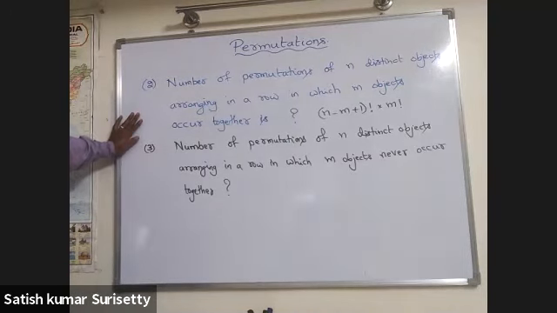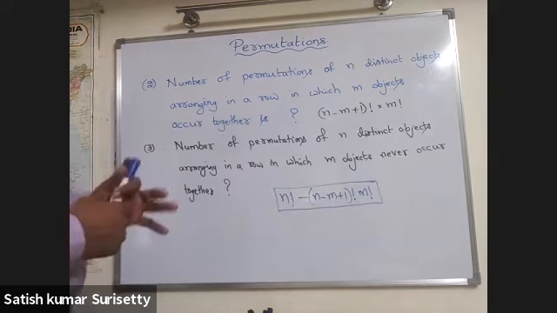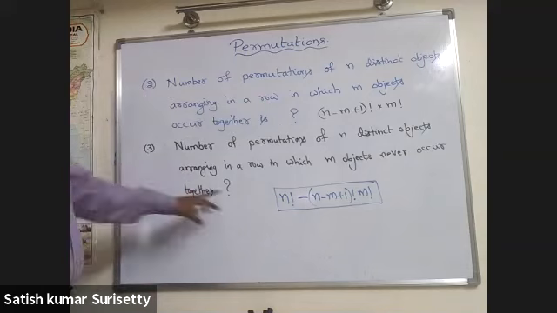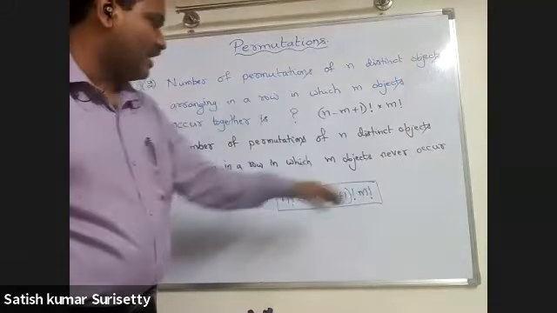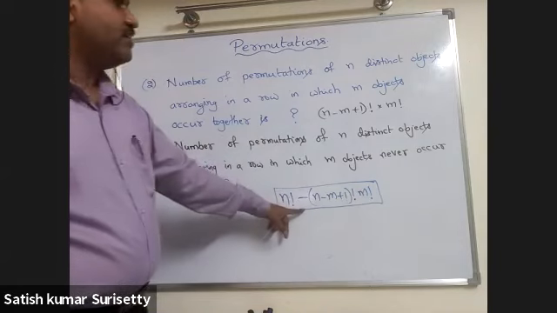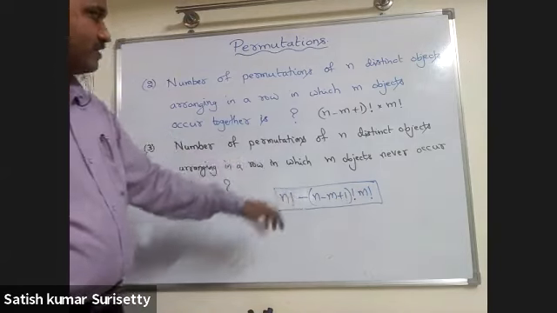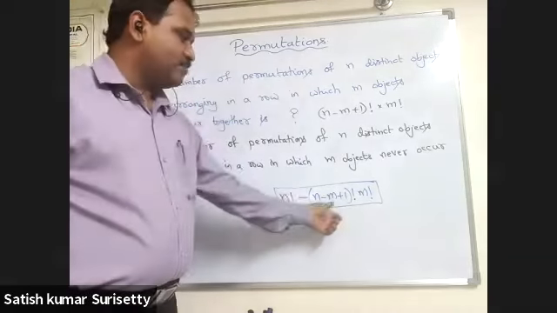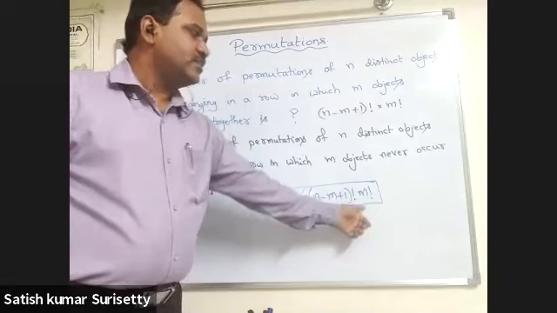Number of permutations of n distinct objects arranged in a row in which m objects never occur together. That means from the total number of arrangements you subtract those where the m objects occur together. That means from the previous one you have to subtract. So n factorial minus (n minus m plus 1) factorial into m factorial.